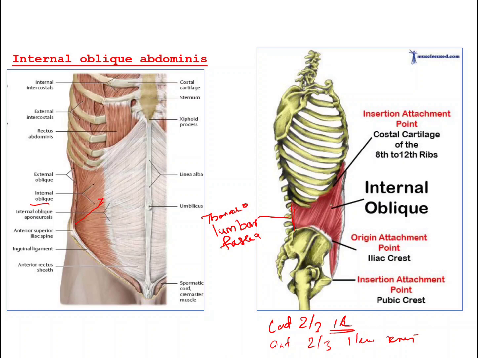The fibers run upwards and medially, and the uppermost fibers get inserted onto the 7th, 8th and 9th costal cartilages. The remaining fibers form an aponeurosis and insert into the linea alba, extending from the xiphoid process to the pubic symphysis.